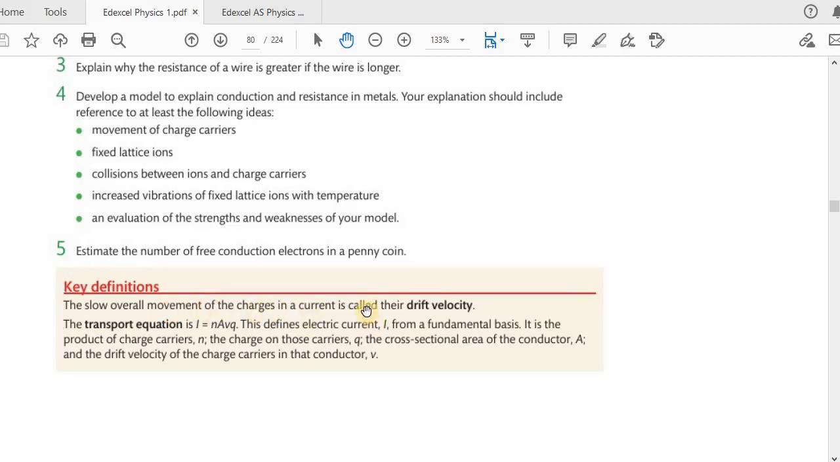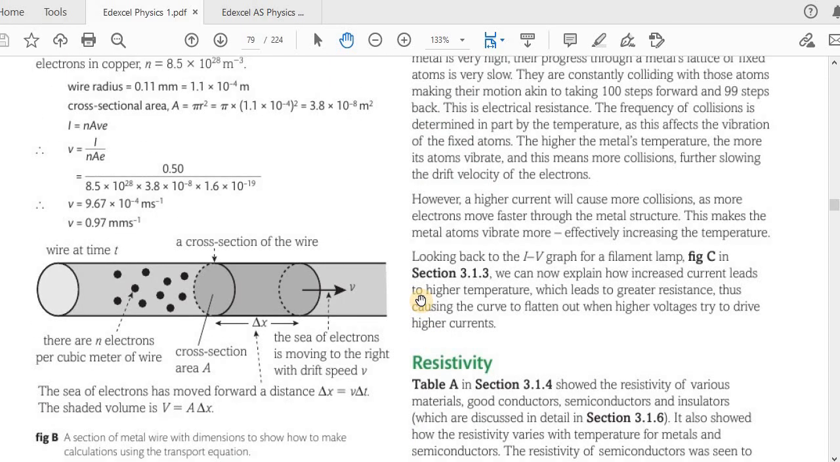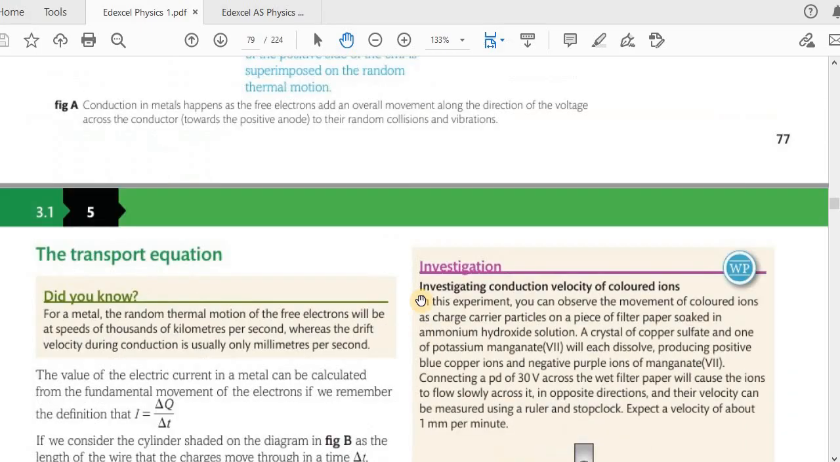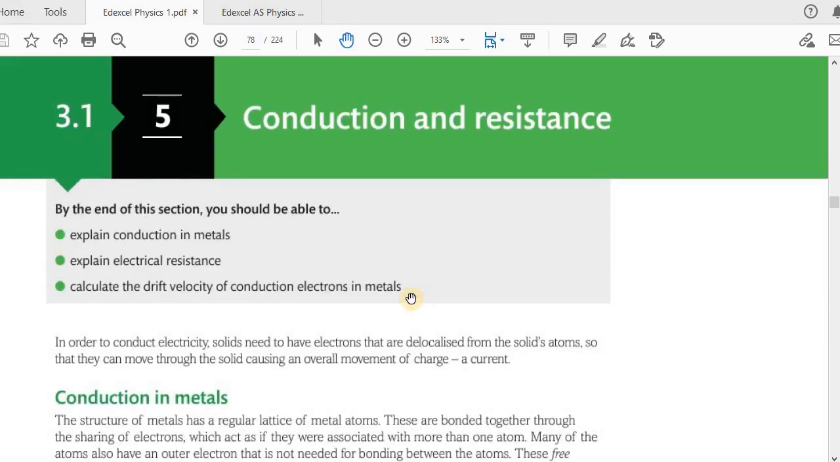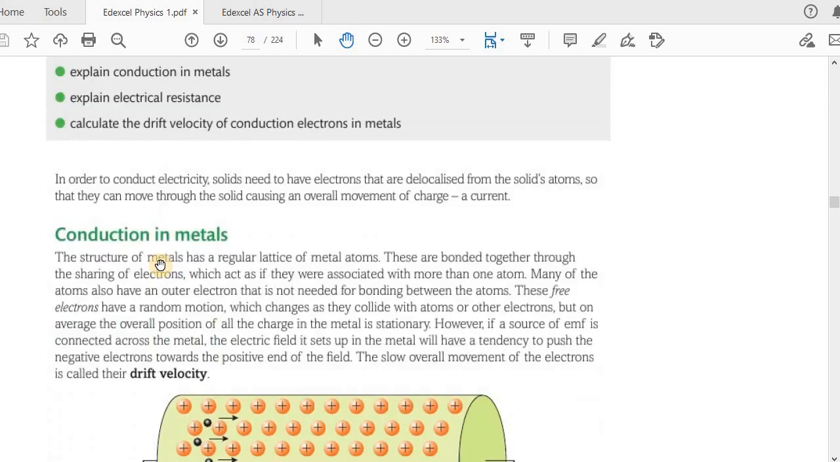Slow overall movement of the charges in a current. Alright, so I spent some time there because it is important. Now we will go back. Explain conduction in metal. So how does the conduction occur?